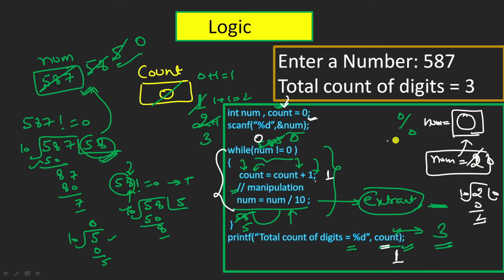So what we can do, 0 is a special case. Here you can check if my number is equal to 0, just print the count directly. Total count of digit equal to 1 directly. Otherwise you can come here.